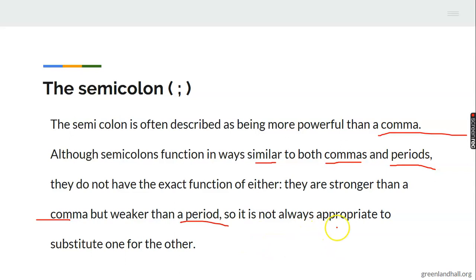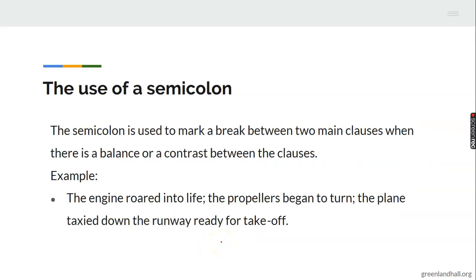Okay? So it is not always appropriate to substitute one for the other. You cannot use a semicolon where you're supposed to use a comma, and you cannot use a semicolon where you're supposed to use a period. That's what we are saying.